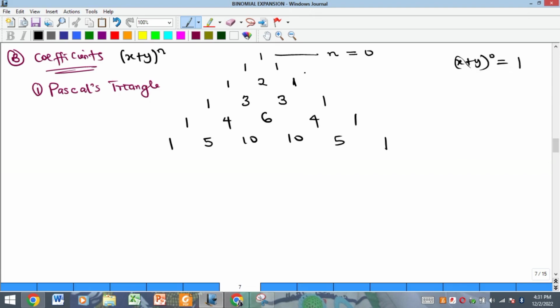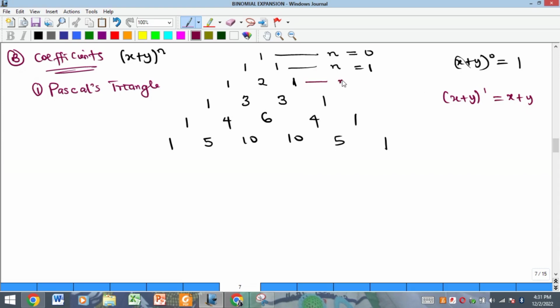only 1. And so now when our n is equal to 1, then the coefficient of the two terms will be 1, 1. It's just, for instance, if I have x plus y to power 1, of course, this is the same thing as x plus y. So what's the coefficient of this? 1. The coefficient here is also 1.